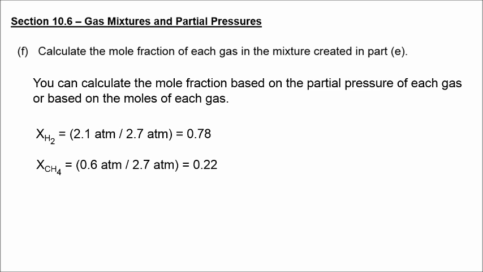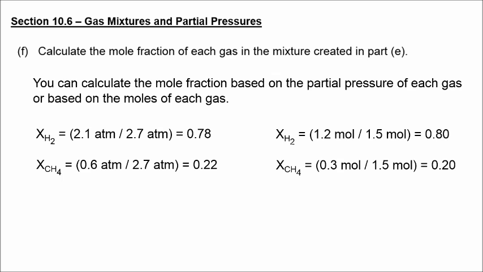So in our Boyle's law calculation that we did earlier, the total pressure was 2.7 atmospheres, and we simply use the partial pressure of each gas divided by the total pressure. If we knew the number of moles from the ideal gas law, we would do moles of each gas divided by total moles. And you can see we get pretty similar results. So approximately a mole fraction of 0.8 for hydrogen and about 0.2 for the methane.